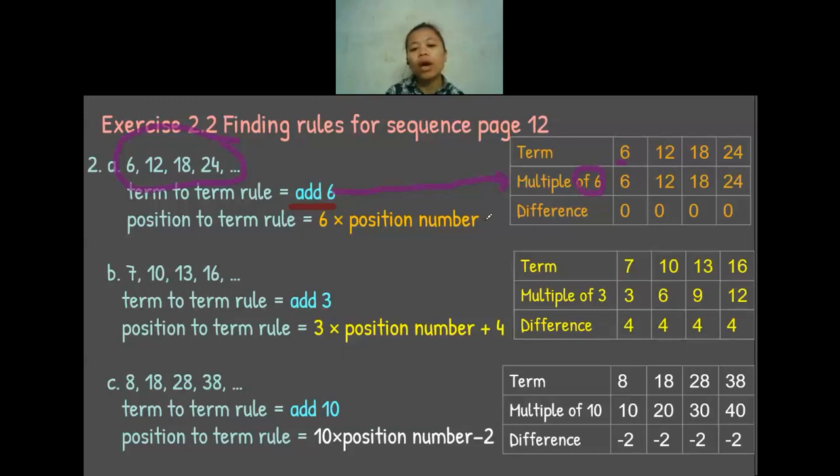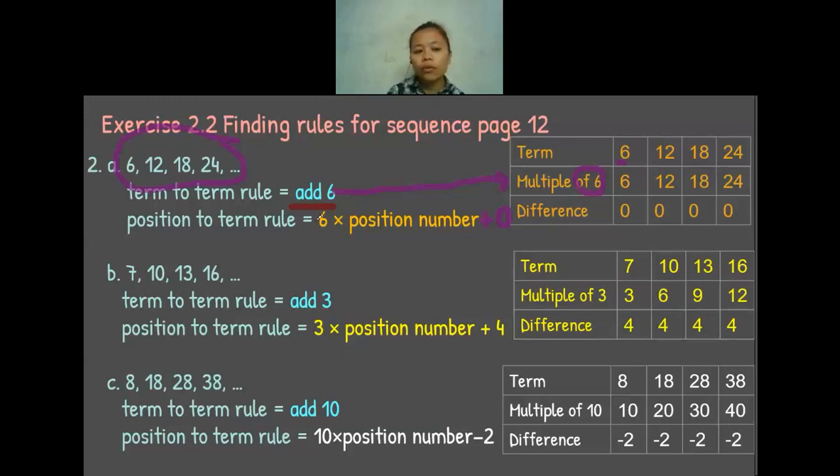But teacher, usually we have to add the difference. Okay, if you want to write the difference, you can write plus 0. But adding 0 to any number will not make any difference, so you can skip the plus 0. You can just directly write it as 6 times position number.